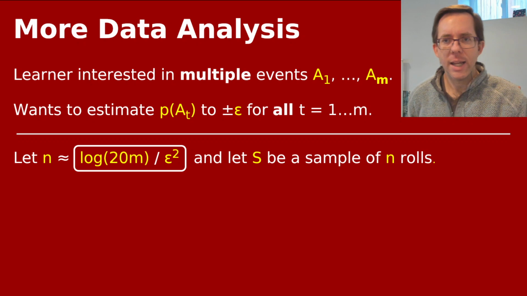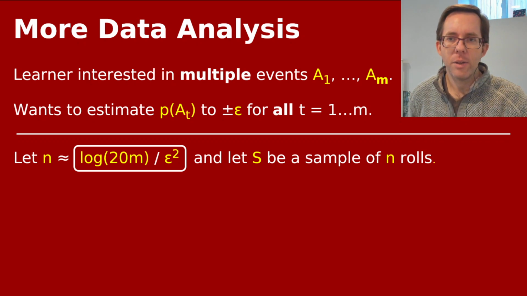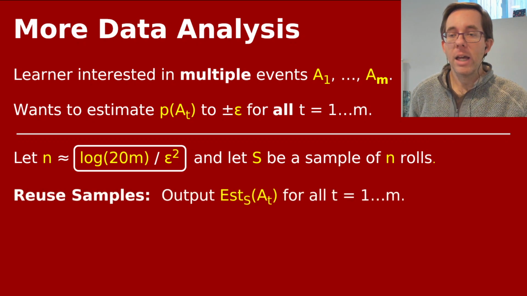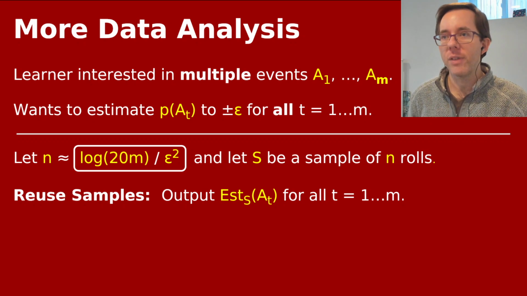So what you can do is take n to be something like log of m over epsilon squared samples, which is a bit more than you had before, and let s be a sample of n rolls. And you should just reuse the samples. You should do the empirical estimate for all of the events A1 through AM, just reusing the samples. So we'll output the empirical estimate for each of these events.